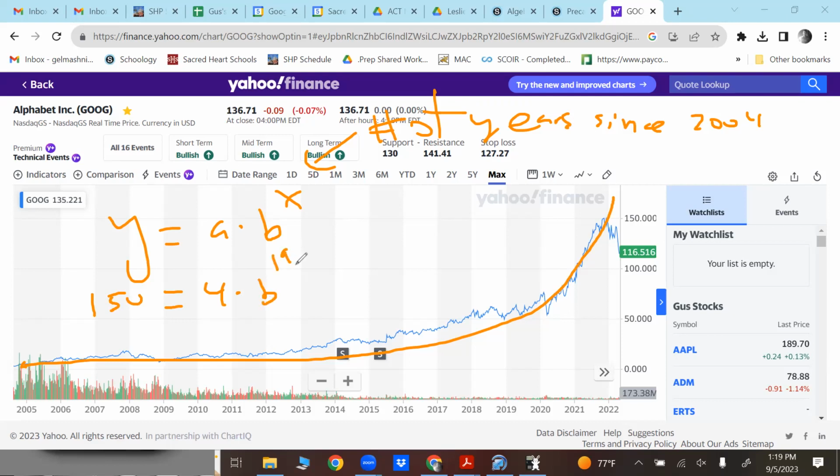Now you haven't learned how to solve for B in this case. You guys are going to learn that skill eventually. But as you can imagine, B is going to be a pretty large number, right? Because you're multiplying something over and over and over again.